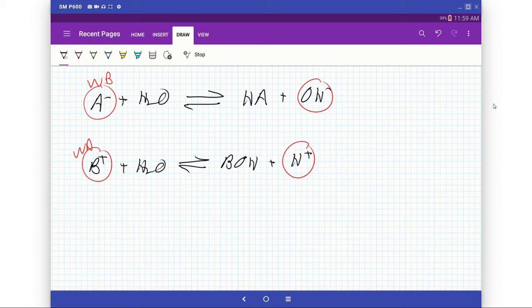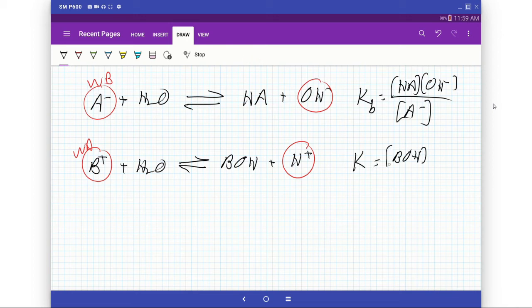If this is a basic reaction, we should have an equilibrium constant that is HA OH minus over A minus. And if we compare that with our Ka and Kb, you find that this is nothing more than another way of writing the Kb reaction. Similarly, the second one, K is BOH, H plus over B plus. This is just another way of writing Ka. So we have now Ka and Kb for the conjugate acid and base.